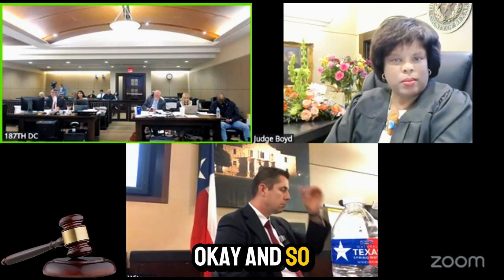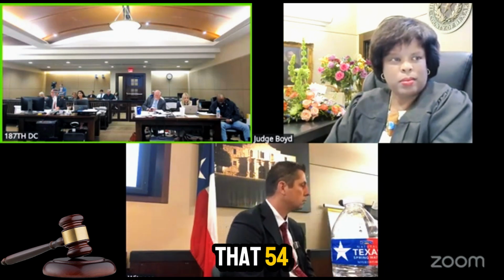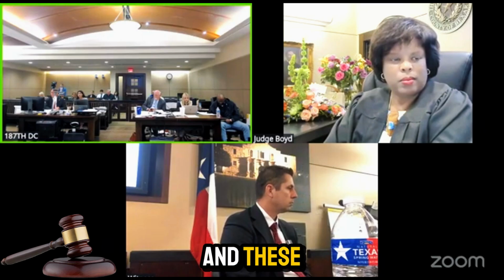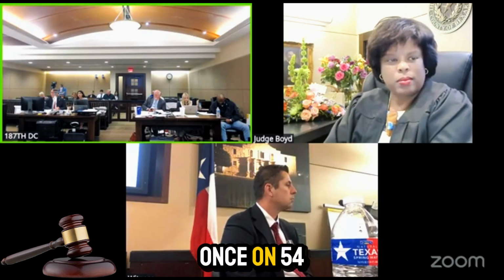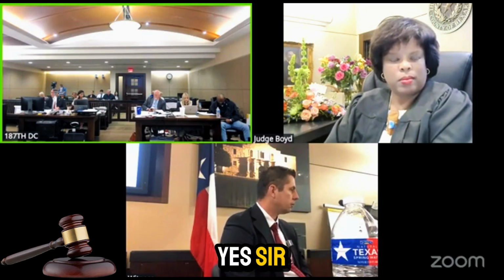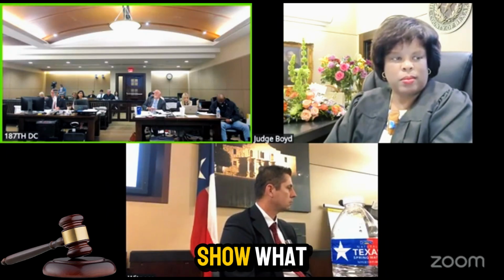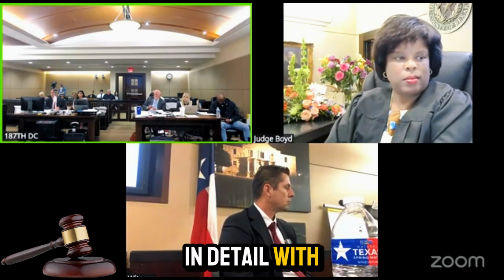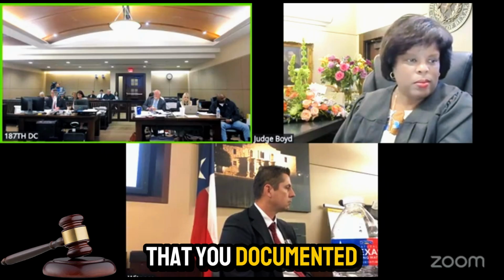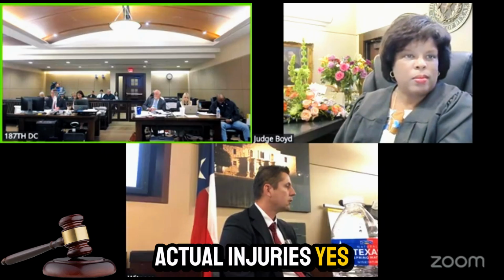Okay, and so would it be accurate to say that 54, the head injuries, you annotated these once on 54? I created that, yes, sir. Okay. Would it be fair to say that 54 and 55, the diagram, show what we've gone over in detail with the previous pictures that you documented, the actual injuries? Yes.